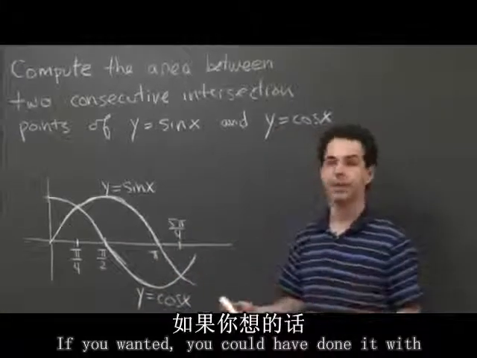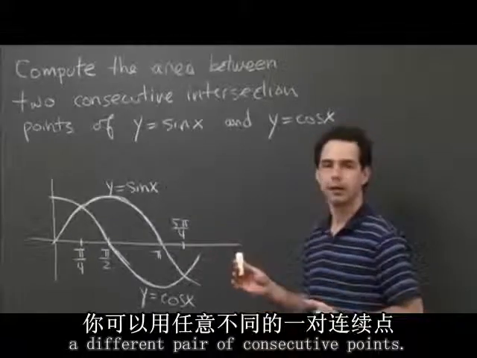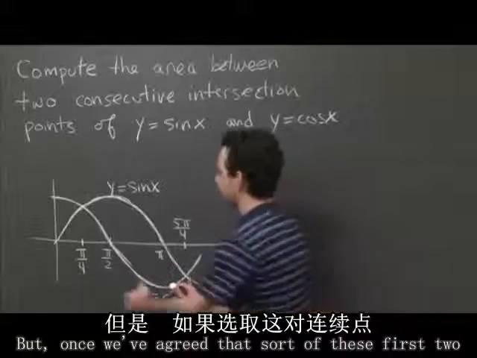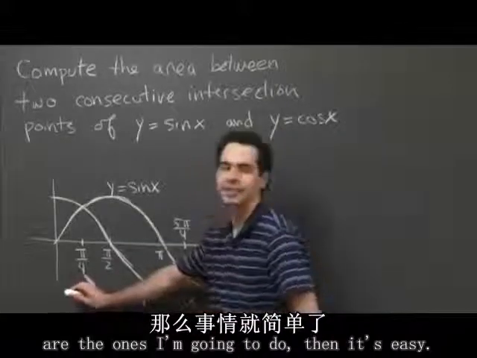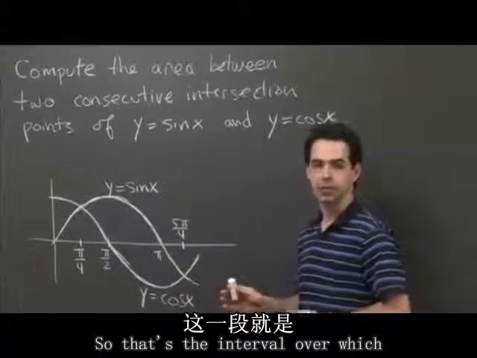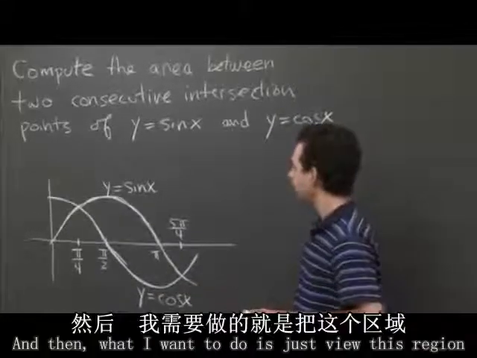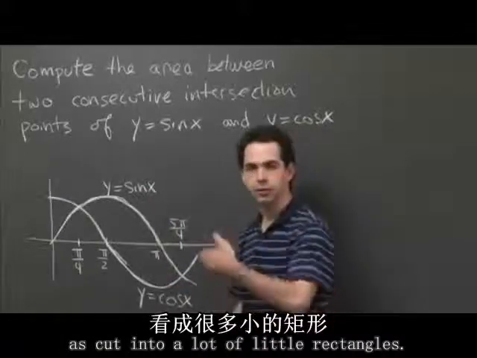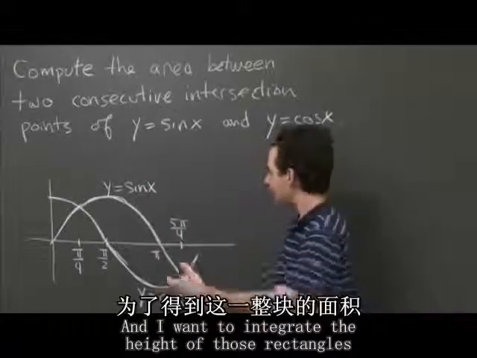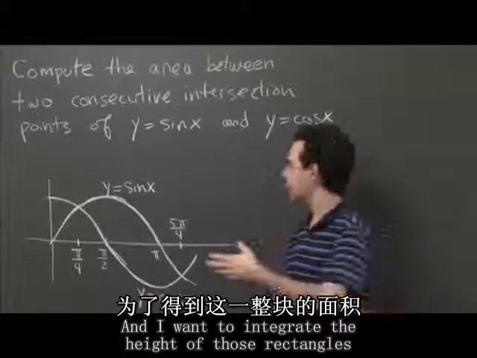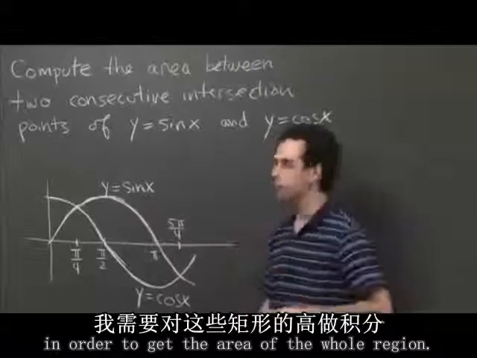If you wanted, you could have done it with a different pair of consecutive points. But once we've agreed that these first 2 are the ones I'm going to do, then it's easy. I know that they're pi over 4 and 5 pi over 4. So that's the interval over which I'm going to be integrating. Then I want to view this region as cut into a lot of little rectangles, and integrate the height of those rectangles in order to get the area of the whole region.